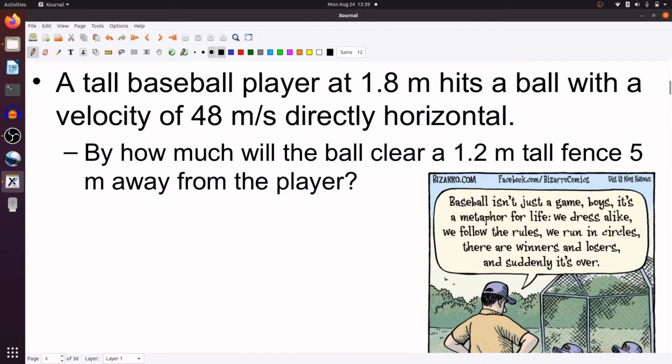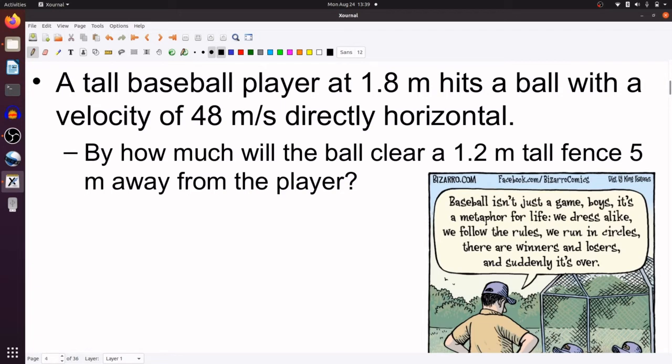So, baseball player. Tall baseball player, because that's actually pretty tall, the shoulder height of 1.8 meters. Hits a ball with a velocity of 48 meters a second directly horizontal, so a true line drive. By how much will the ball clear a 1.2 meter tall fence 5 meters away from the player?